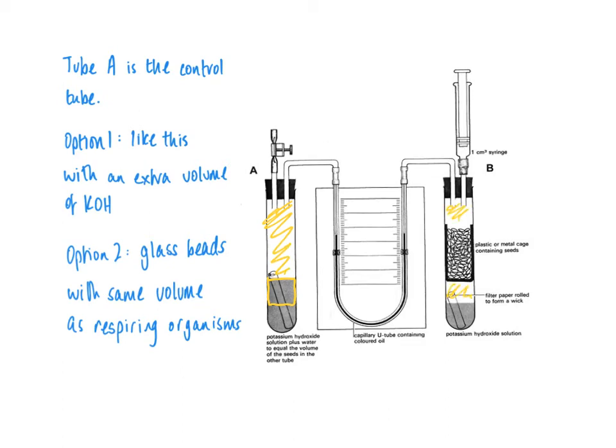Sometimes you can do that by increasing the volume of the potassium hydroxide, or what you could do, and what's quite common to do, is instead you add another little basket in here, and you just fill it with glass beads that have the same volume as the volume of your respiring organisms.